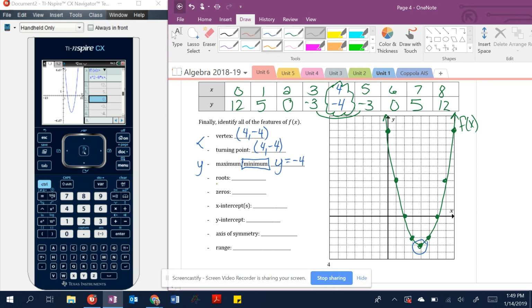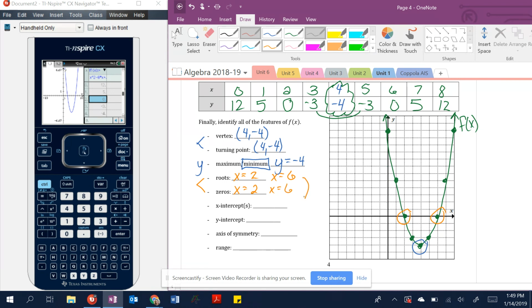All right, switching gears now. The roots we talked about in the polynomial unit. They're the x-intercept x values. So my roots here are going to be at x equals 2 and x equals 6. Roots and zeros, potato, potato again, x equals 2, x equals 6.